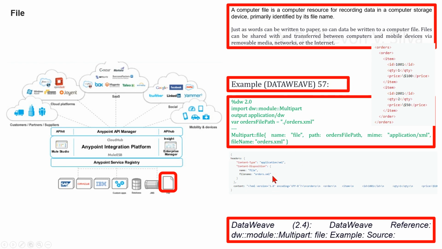Source. This is the source and the input, the file created called orders.xml located in the src/main/resources with the following content. This is the output. And etc.